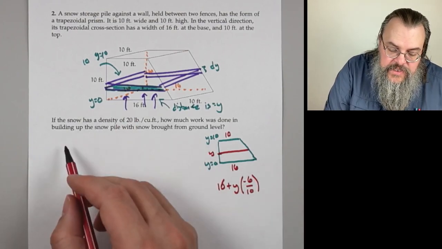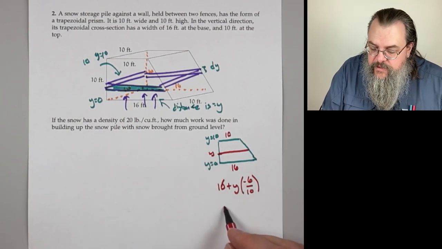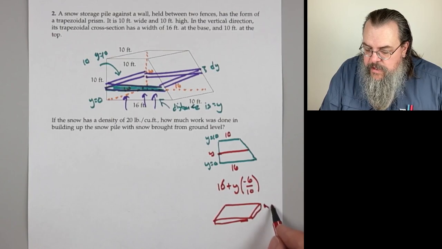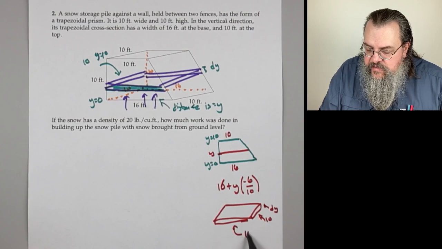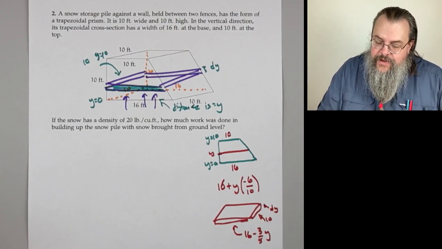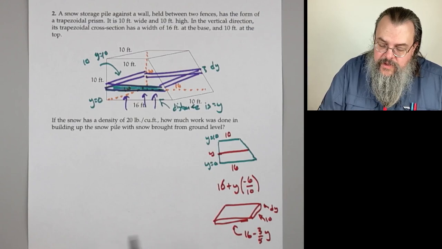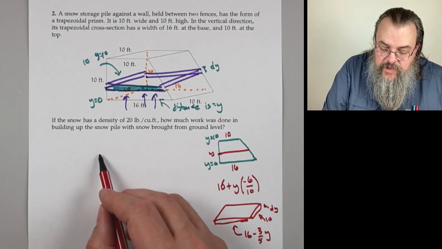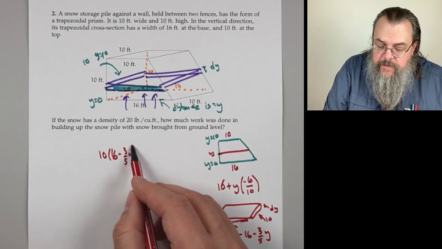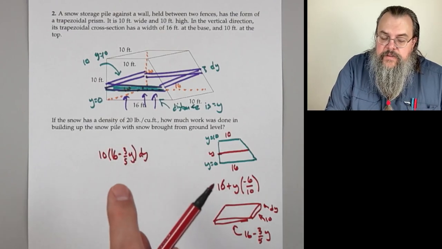So, our slice, if we now put our pieces together, has the following three measurements. There's the dy, there's the 10, and then there's the 16 minus 3 over 5 y, because 6 over 10 is the same as 3 over 5 y. Okay, so we're almost there. We multiply these together. So 10 times (16 minus 3 over 5 y) times dy is our volume.